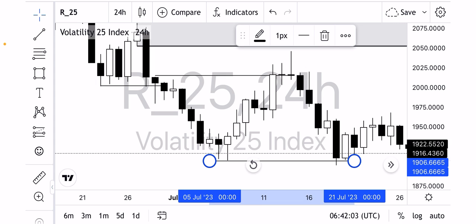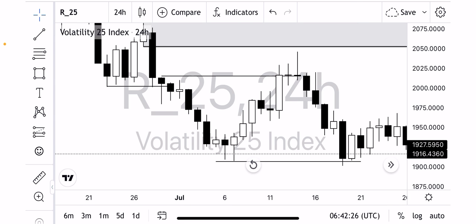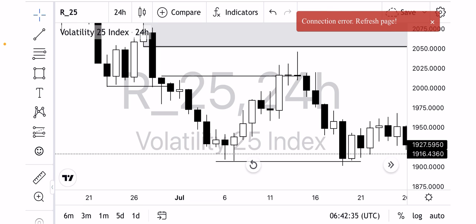If you watched my video on liquidity, I explained what external liquidity is. External liquidity is the low or the high that draws price. It drags price to itself, meaning you are expecting the market to take that particular low, or you are expecting the market to take that particular high. Now, in a downtrend, you are expecting the market to take lows. Then in an uptrend, you are expecting the market to take the highs.